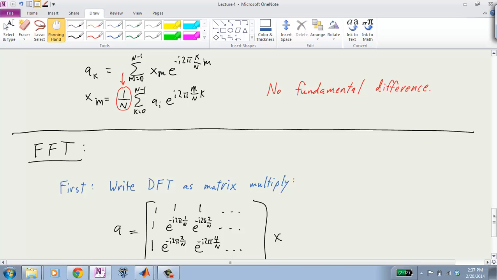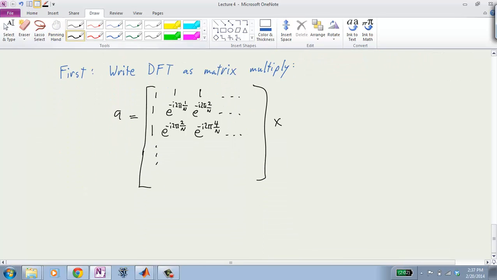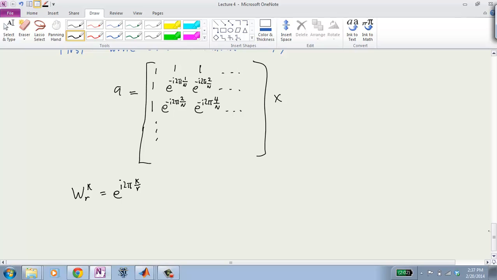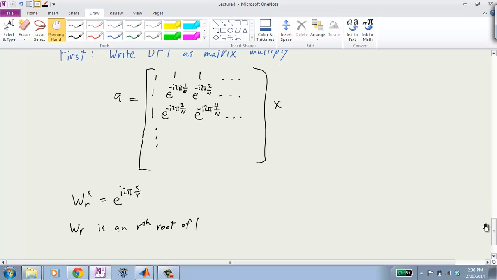All right. For brevity, people usually say, let me get an abbreviation here. I'm going to call W sub r to the kth power, let's just let that equal e to the i 2 pi k over r. Think of W sub r as an rth root of 1, and k is just the normal exponentiation. We take W sub r to the kth power. But this just gives us a more brief way of writing this matrix.